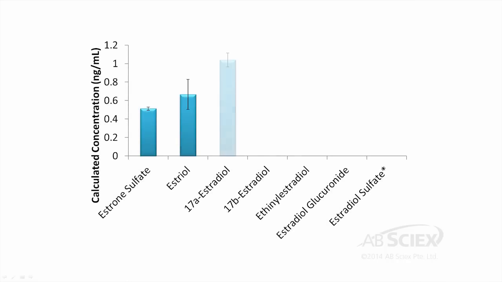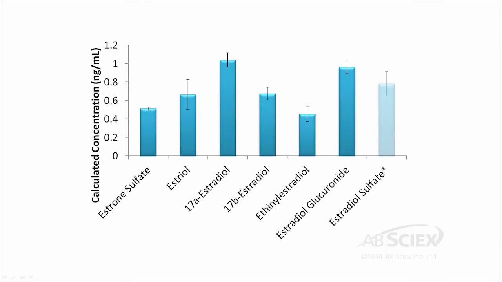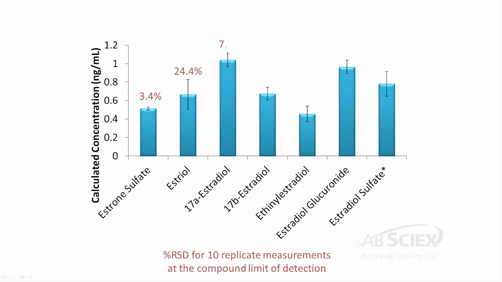Shown here, for example, after 10 repeated injections of our dirty swine lagoon extracts, we were able to acquire precise quantitative data at the compound limits of detection ranging from 0.5 to 1 nanogram per milliliter. You have the power to not only identify what is in your samples, but to accurately quantify how much of that compound is there, all in the same analysis.